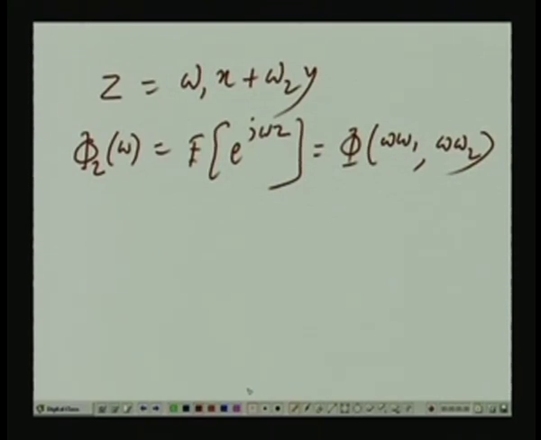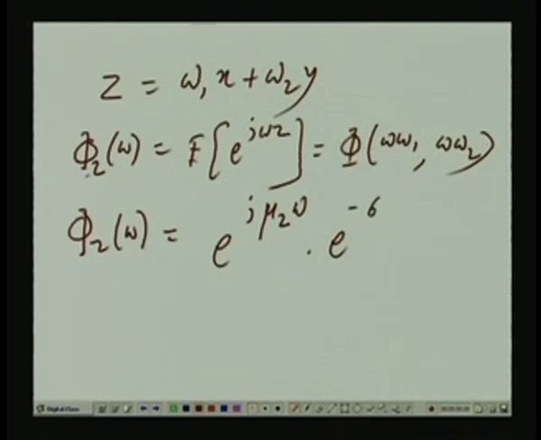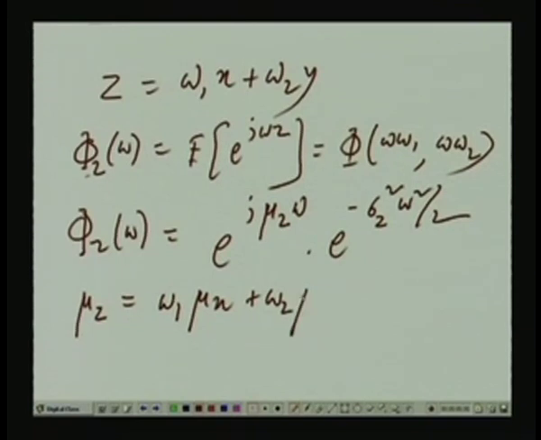But now we know the case that when x and y are jointly Gaussian, then any linear combination of them also is a Gaussian random variable, which means phi z omega also will have this form: e to the power j mu z omega, we have already seen, e to the power minus sigma z square omega square by 2. Now, what is mu z? Mu z is omega 1 mu x plus omega 2 mu y.